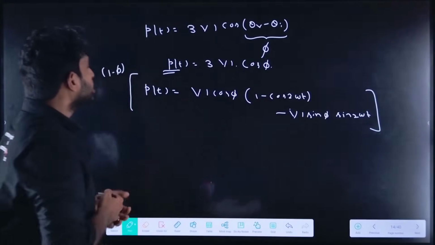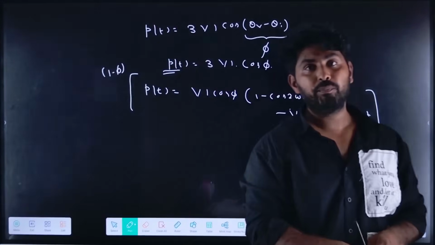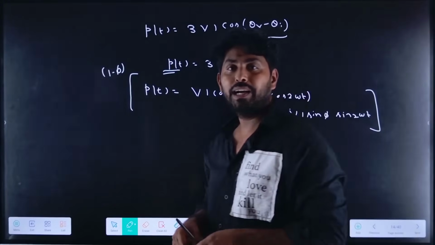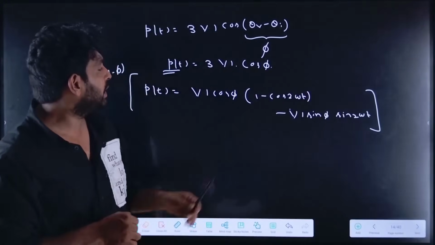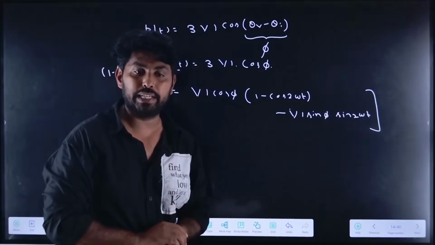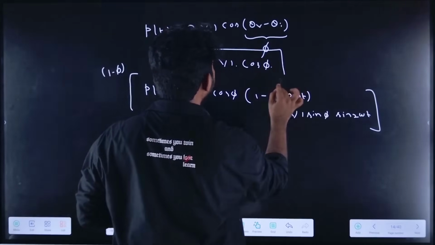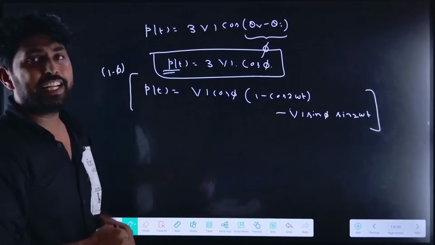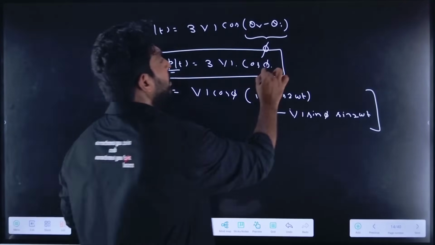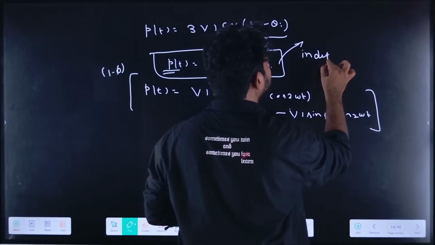In a single phase, the instantaneous power depends on omega t, so it is oscillating. But in the case of three phase, it is independent of time. The instantaneous power is independent of time. This is important.